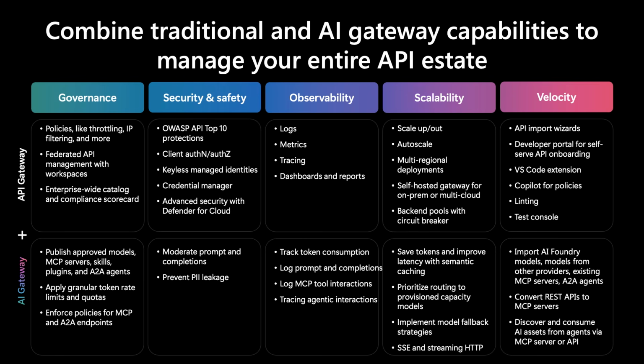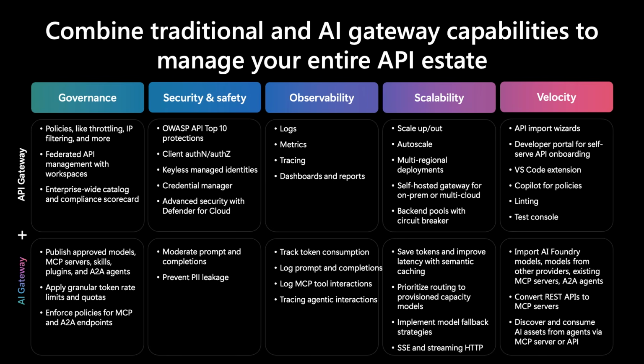And finally, velocity. Using API management, we are able to provide a developer portal. We have VS Code extensions and Copilot for policies, which will improve the velocity of your developers within your enterprise. We also have test consoles for tools directly built within our API management portal so that you can directly test the tools that you're building with the MCP protocol.